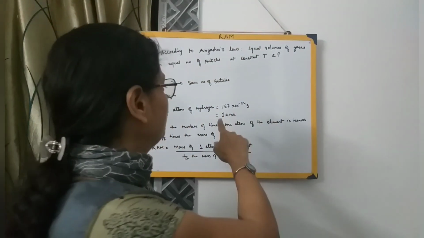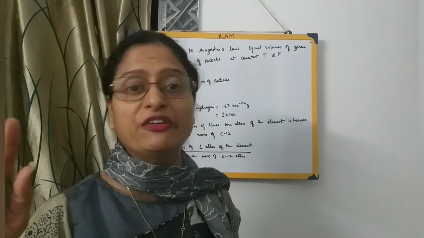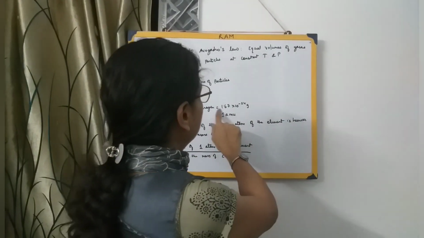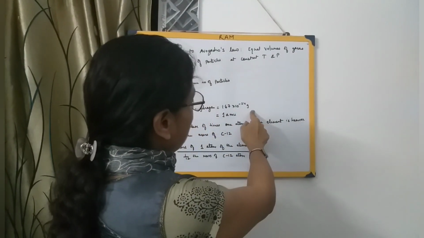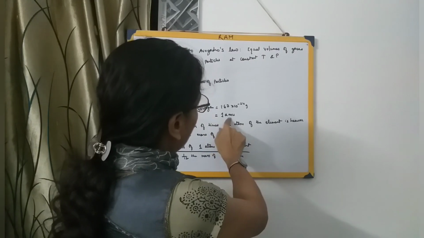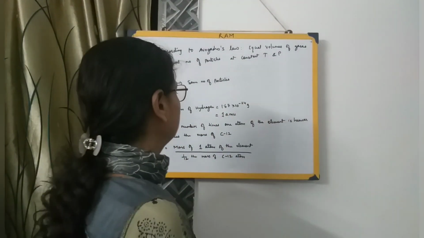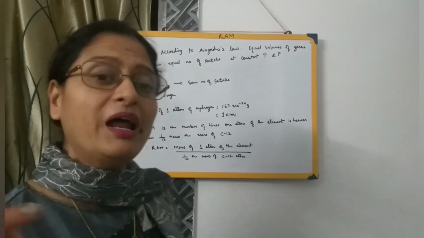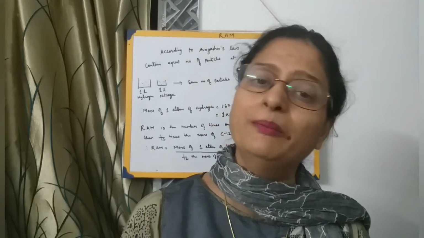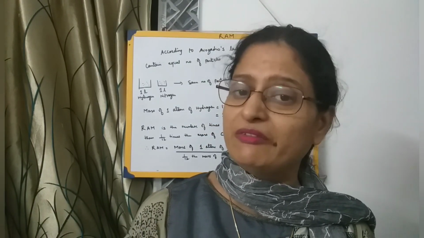So first hydrogen was taken as a standard, 1.67 into 10 raised to minus 24. They compared the masses of all the other elements with this. And in order to make it simpler, they said it is 1 atomic mass unit. After hydrogen came oxygen. There also they were not satisfied. So then they came to carbon 12, that is, they started comparing the mass of all the other elements with the mass of the carbon 12 isotope.